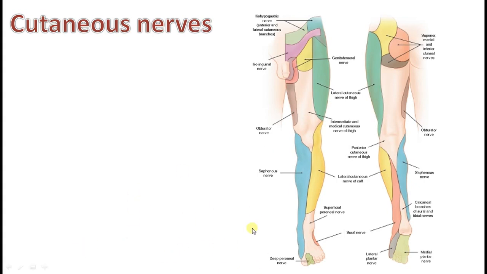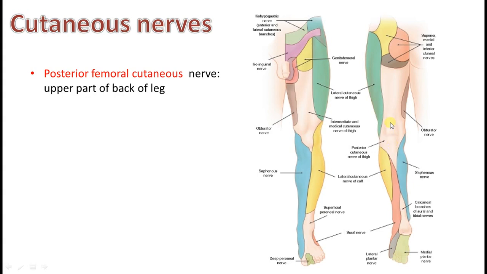popliteal lymph nodes. Here you are able to see the cutaneous innervation, mainly the termination of the posterior femoral cutaneous nerve, or the posterior cutaneous nerve of thigh. It pierces the deep fascia and is present near the termination of the small saphenous vein. It supplies the skin over the deep fascia and the upper part of the posterior compartment, the skin of the upper part of the back of the leg.